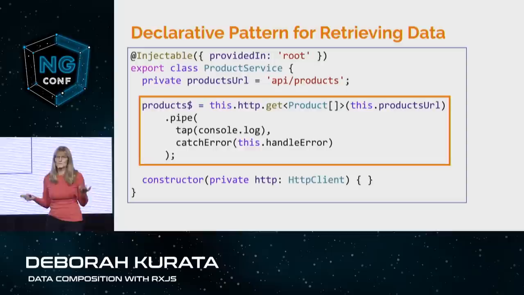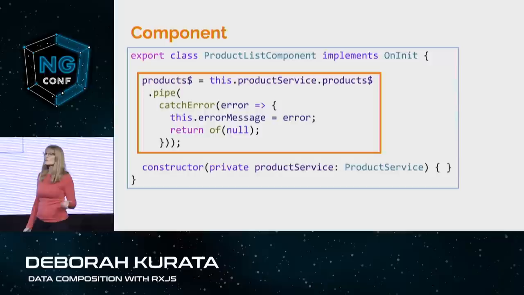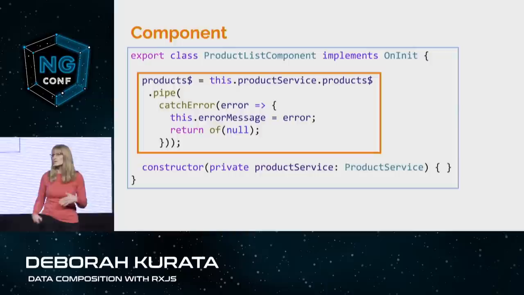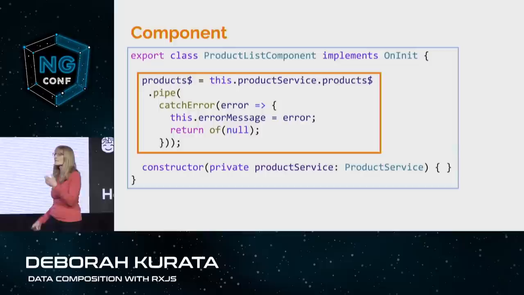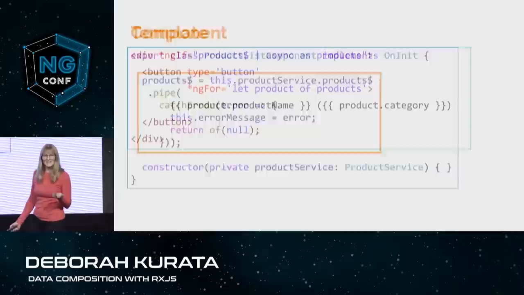By doing this, we don't need the ngOnInit lifecycle hook. We simply set a local property here in our component. We call that products$ as well, and we set it equal to the value that's in our service. Okay, good so far?